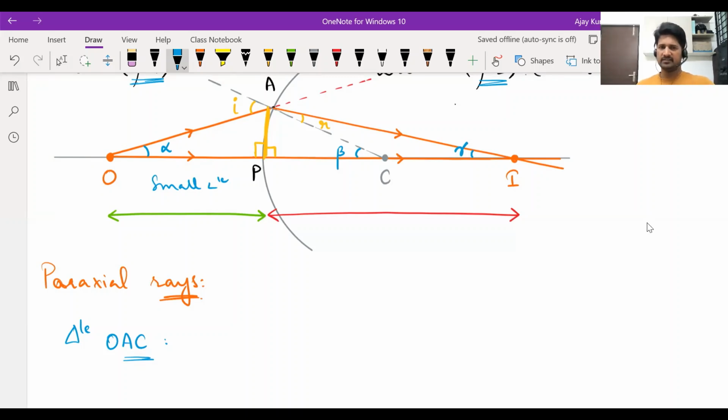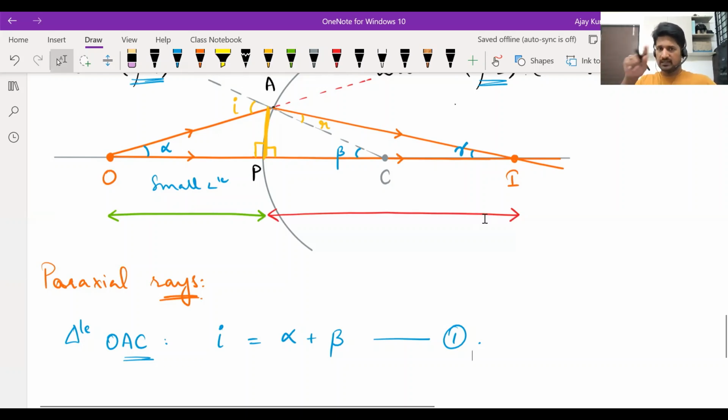For the triangle OAC, I is an external angle of incidence. One of you tell me, what are the internal opposite angles to I in the triangle OAC? External angle is I. What are the internal opposite angles? Alpha and beta. Okay. So I is equal to alpha plus beta. First equation. Okay, we got some relation involving alpha and beta. Now we need to bring gamma also into the equation somehow.